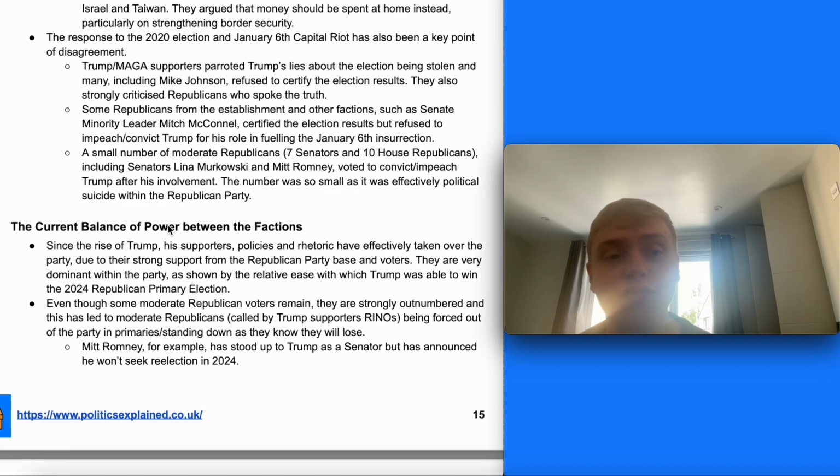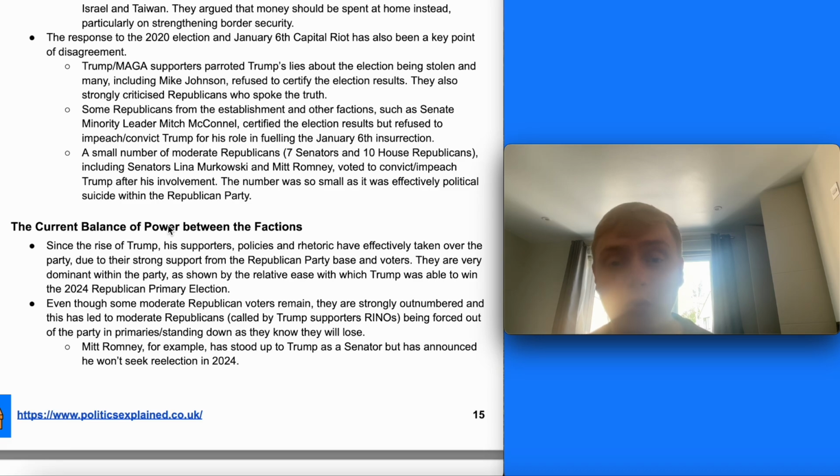Some Republicans from the establishment and other factions, such as Senate Minority Leader Mitch McConnell, certified the election results, but refused to impeach or convict Trump for his role in the January 6th insurrection. A small number of moderate Republicans, so 7 senators and 10 House Republicans, including Senators Lisa Murkowski and Mitt Romney, voted to convict or impeach Trump after his involvement.